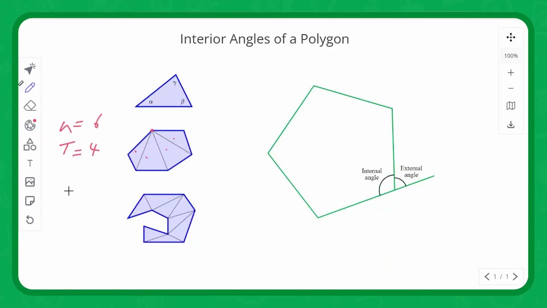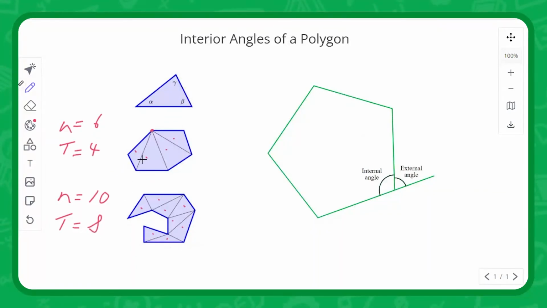Let's do another one. Here we have, take my word for it, count them up, 10 sides. So we have the number of sides, n equal to 10. How many triangles do we form when we split this shape up? 1, 2, 3, 4, 5, 6, 7, 8. So the number of triangles was 8.